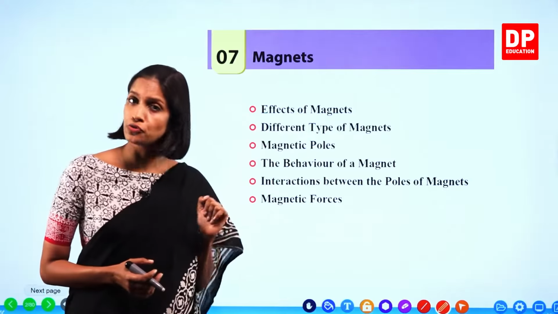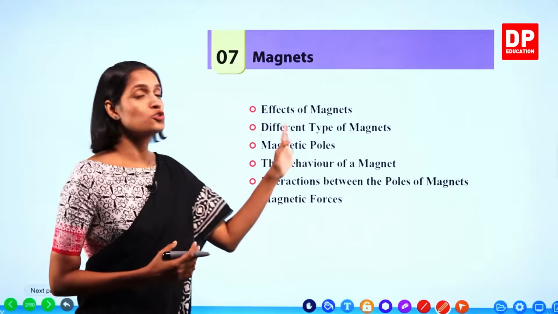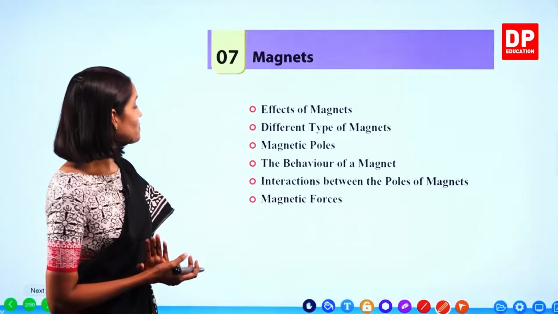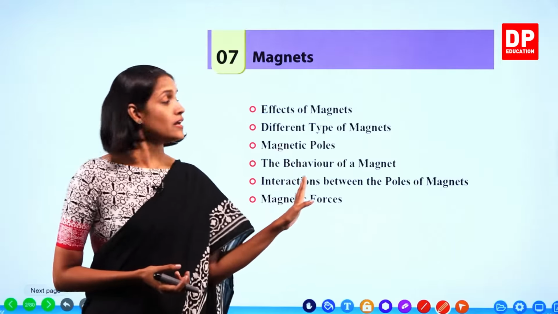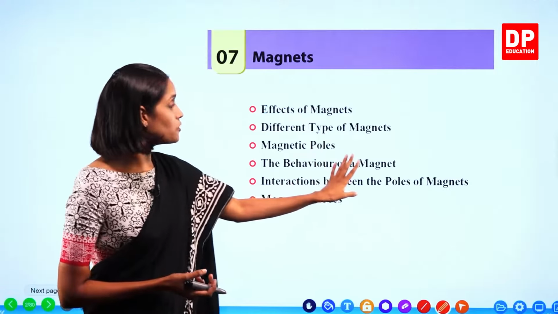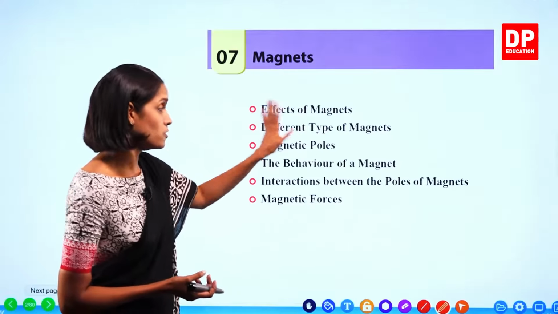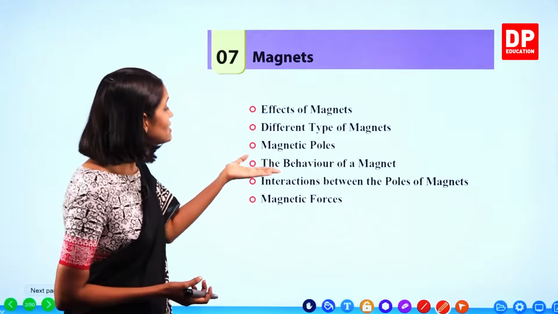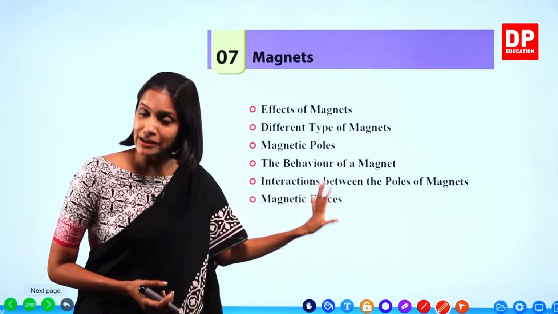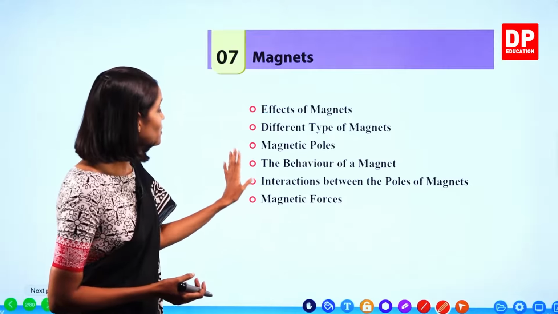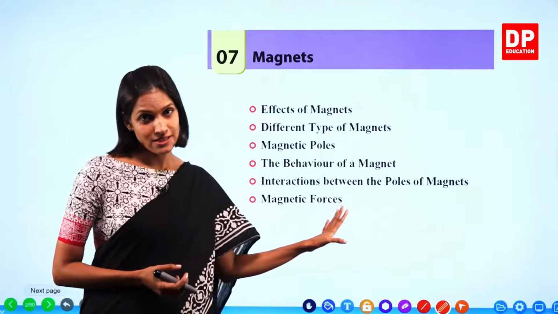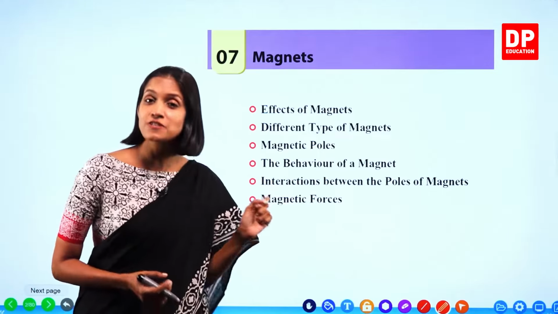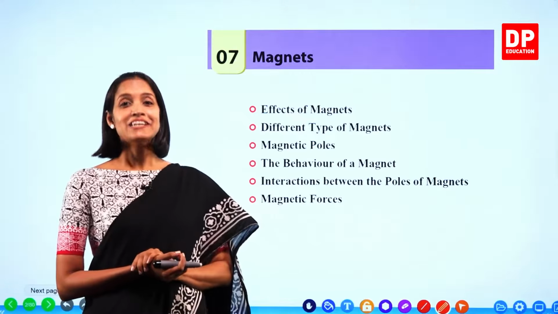Now this is something new for y'all. We are going to learn that there are two poles of magnets and they behave in different ways. And then we are going to learn about the behavior of a magnet, and then interactions between the poles of magnets. There are two poles of the magnet, and as I told you, they are different from each other. Therefore, we are going to learn the interactions between poles of different magnets. And finally, we are going to learn about magnetic forces. Understand, children? Apart from studying these topics, we have to do a lot of activities as well. So let's get started.